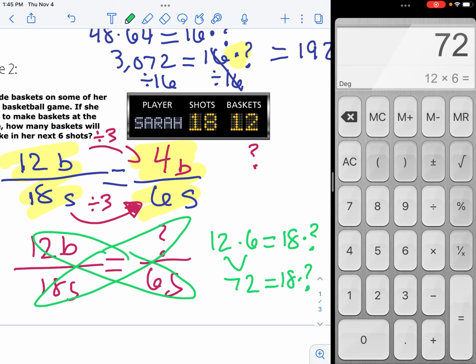I then have to divide because I want to undo this multiplication. So I'm going to divide by 18. 72 divided by 18 is 4, which is exactly what I got up here. So there are 2 methods that we can use.